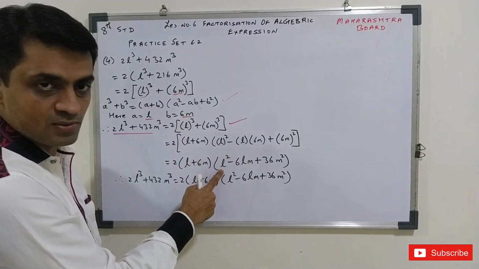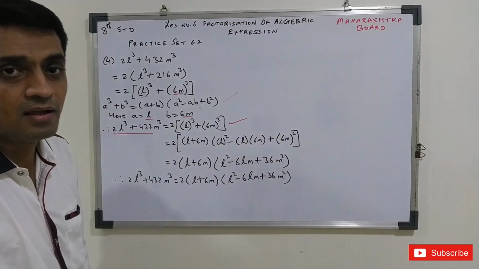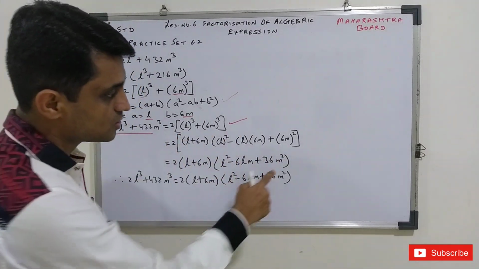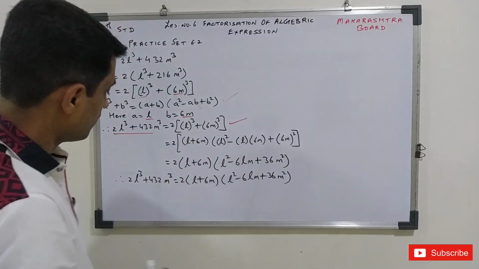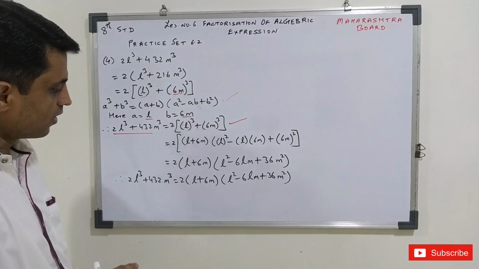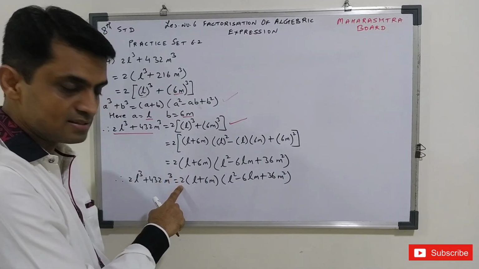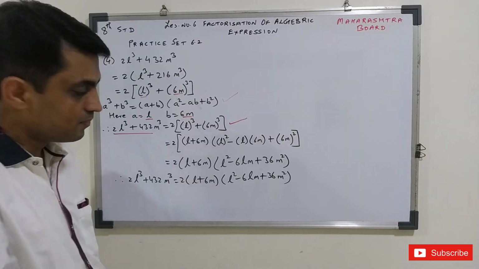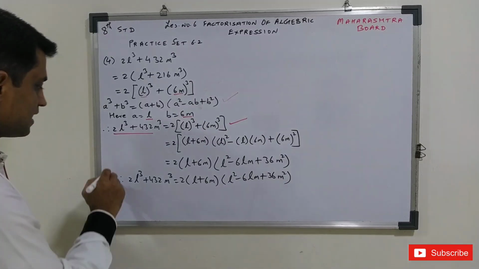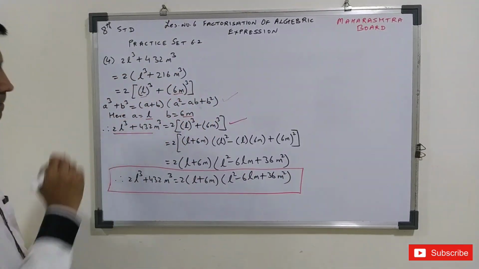L का square is L square. This will become 6LM plus 6 का square कितना होता है? 36. M के ऊपर square आएगा. Don't forget to write square. Okay, so what is the final answer? 2L cube plus 432 M cube is equal to 2 outside as it is, L plus 6M, other bracket L square minus 6LM plus 36 M square. So this will be our final answer.